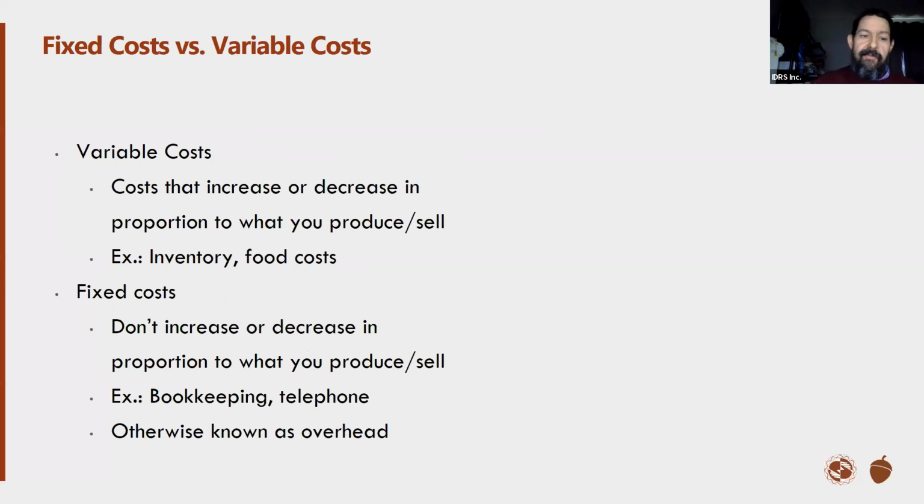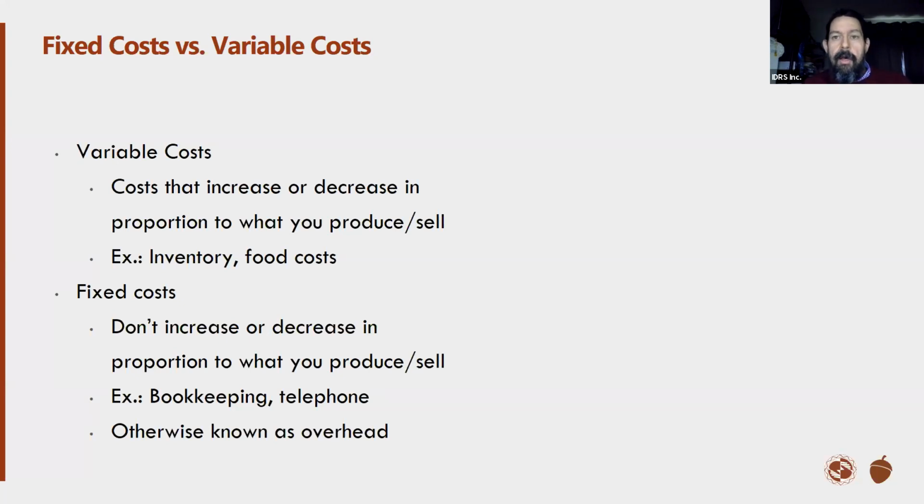So what's the difference with fixed costs? They don't increase or decrease based on what you sell. It's sometimes a little bit of a difficult subject to grasp. The reason is, things like your bookkeeping fee are going to be the same whether you have a lot of transactions or not. It doesn't go up in proportion. The same thing with telephone, right? Most of these cell phone plans are unlimited. So if you got one call a month, it's going to be the same price as if you've got 1,000 calls a month.